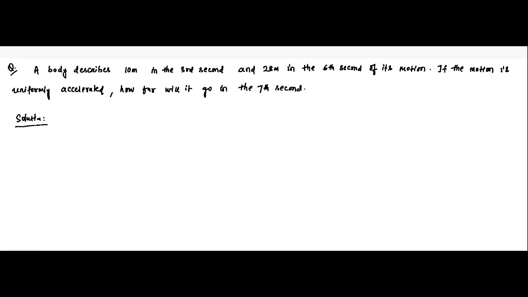So you remember when we derived the equations of motion, we derived the distance or displacement of the object in the nth second. Please check the basic mathematical derivation, where I have derived these equations. It was given as initial velocity u plus acceleration a by 2 into 2n minus 1, where n is the particular second.